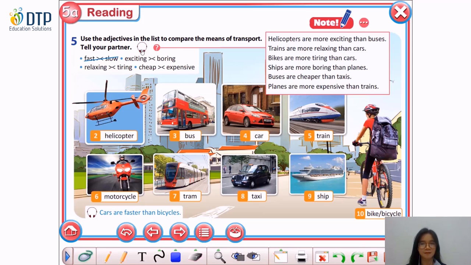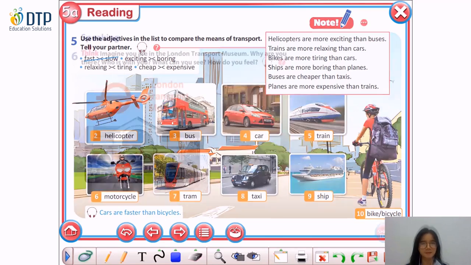Ships are more boring than planes. Buses are cheaper than taxis. Planes are more expensive than trains. We have finished another exercise.